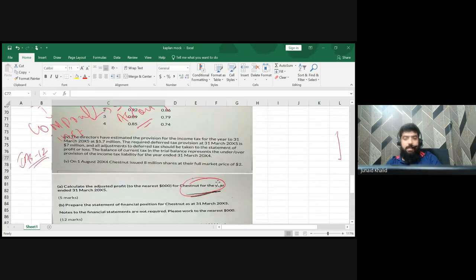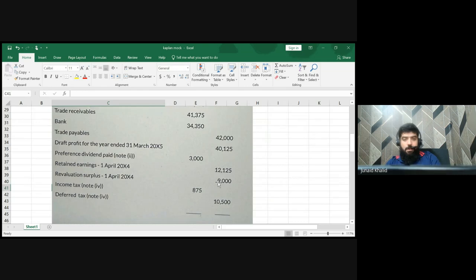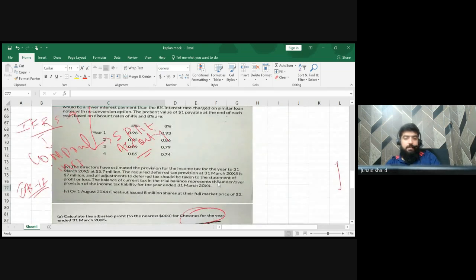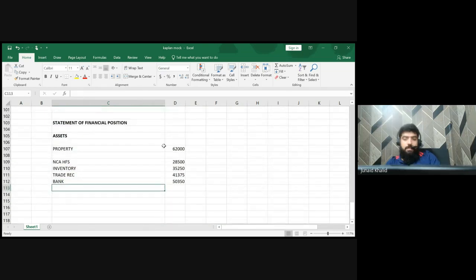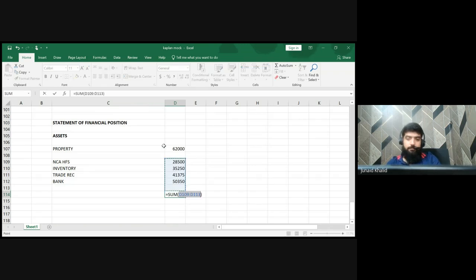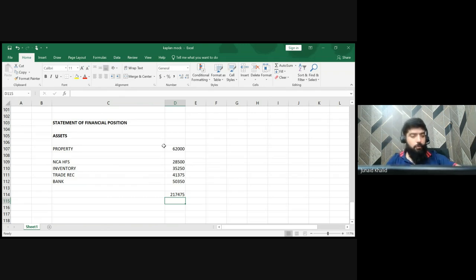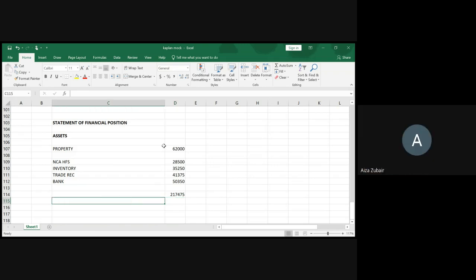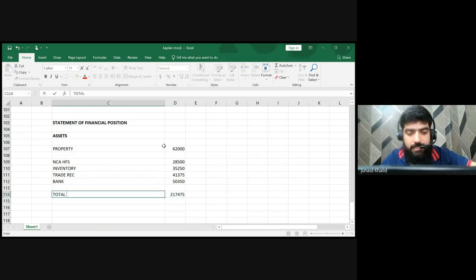Any other asset that we have? No, none of that. There is no other asset. Am I right? Yeah. Okay, now let's calculate the total of it. It's 217,475, right? Right. So that is the total assets.